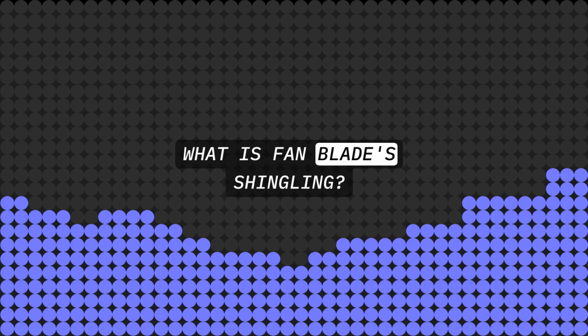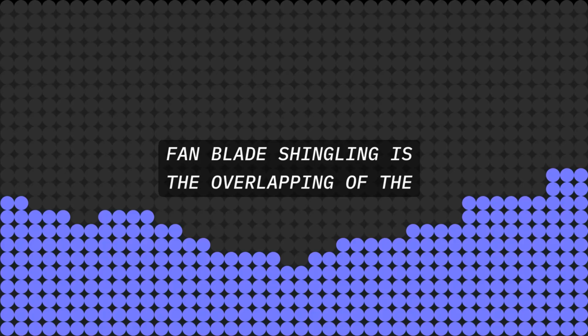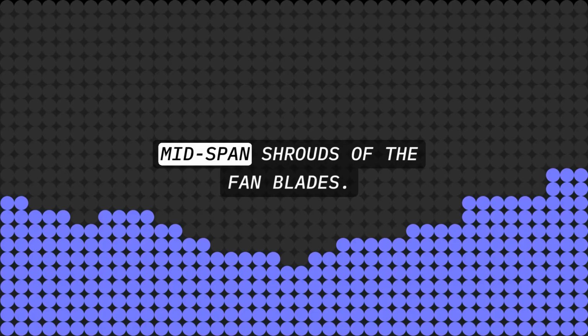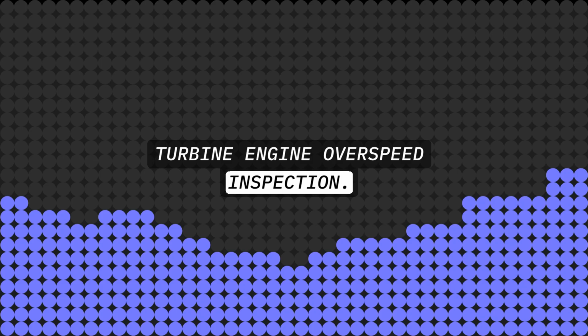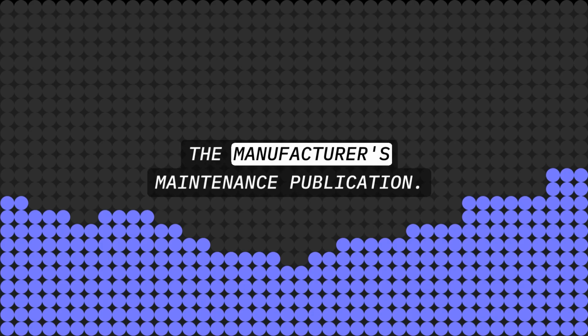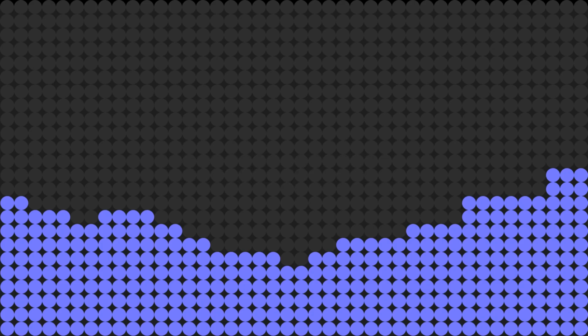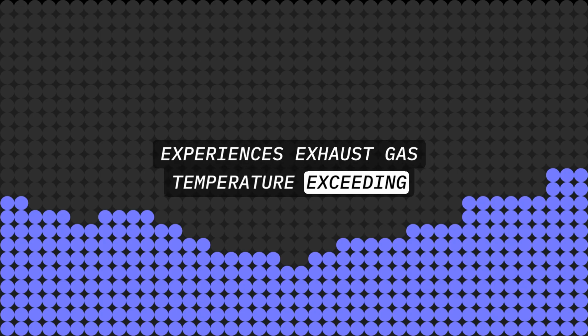What is fan blade shingling? Fan blade shingling is the overlapping of the midspan shrouds of the fan blades. What publications are needed to perform a turbine engine overspeed inspection? The manufacturer's maintenance publication. What is required after a turbine engine experiences exhaust gas temperature exceeding limits?